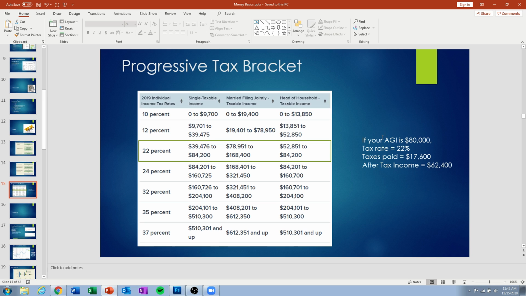So for example, just on the right here, if your annual, I don't know, what's the AGI, it's something income, annual gross income, is $80,000. It was escaping me. But if your annual gross income is $80,000 and that would put you in, say, the 22% tax bracket, that means your taxes paid would be $17,600. So that means your after-tax income, or your true take-home income, what you actually bring home, would be $62,400.